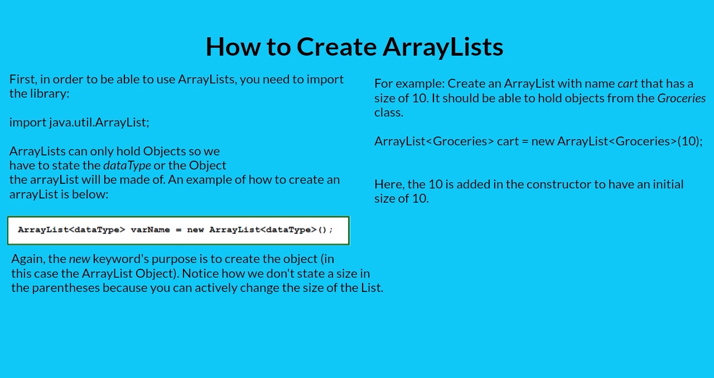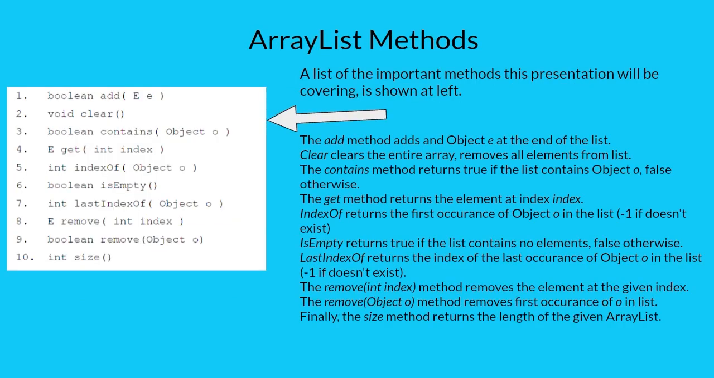array lists have a dynamic length, which allows for more modifiable lists. So here's a description of the main ArrayList methods that we're going to be going over. First, the add method just adds an object E at the end of the list, and as you can see, it has a Boolean return type. This method just returns true if it successfully made a change in the list.